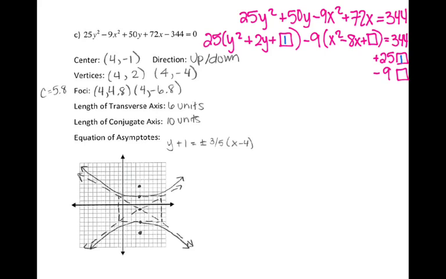Taking half of -8 and squaring it, which is 16. On the left, we're going to factor. So that gives me 25(y + 1)² minus 9(x - 4)² equals, and that I just need to combine, so 344 plus 25 times 1 minus 9 times 16, which is 225. And the last thing I need to do is get this equal to 1, so I'm going to divide everything by 225.